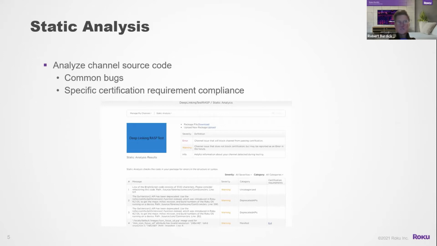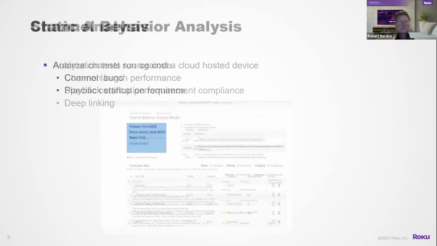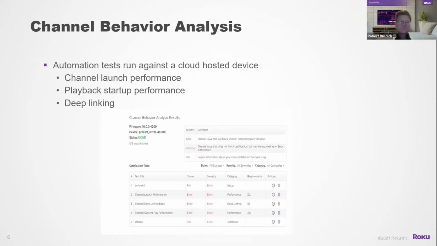When you submit your channel and run static analysis, you can get test results kind of like the ones you see on the screen here. But that's very limited. That functionality is only limited to what kind of checks and testing you can do just by looking at your code. So to expand upon that, we added features we call channel behavior analysis. And simply put, what CBA, or channel behavior analysis, brings to the table is a means of running some automation, actual performance and behavior tests on your channel, in addition to the static analysis tests.